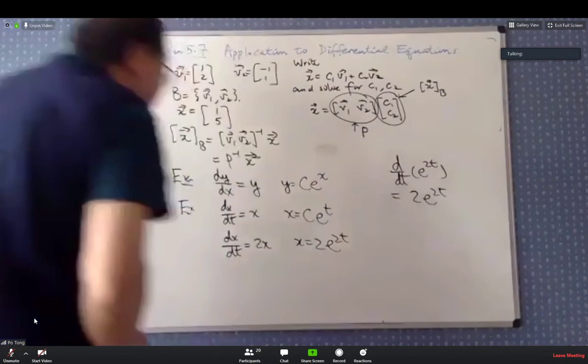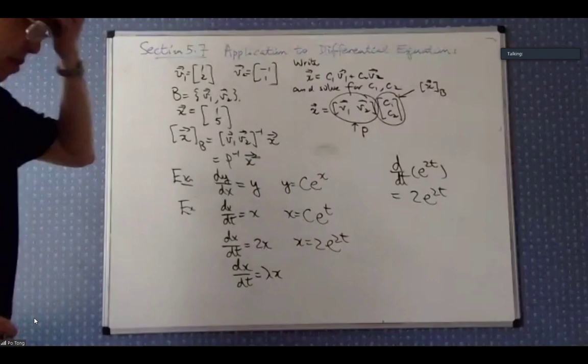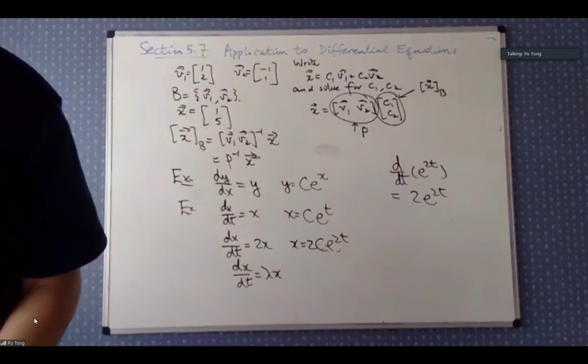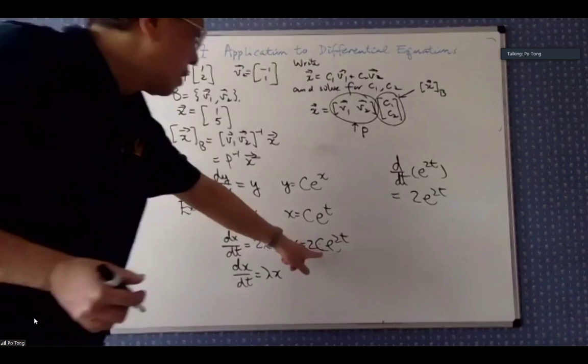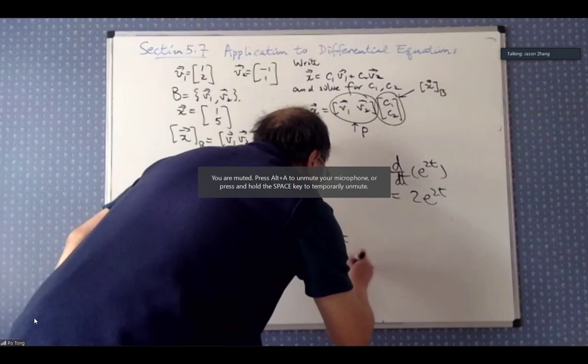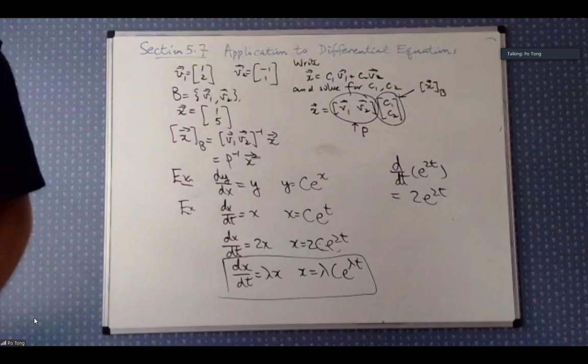So how about this? What do you think the answer is? Oh, sorry, I have a constant here too. 2c, 2 times constant. Because c can be any constant, it doesn't change that. So what do you think this is? X equal to c e to the lambda t. So we need this result today. We also need this earlier stuff today. Any questions so far?